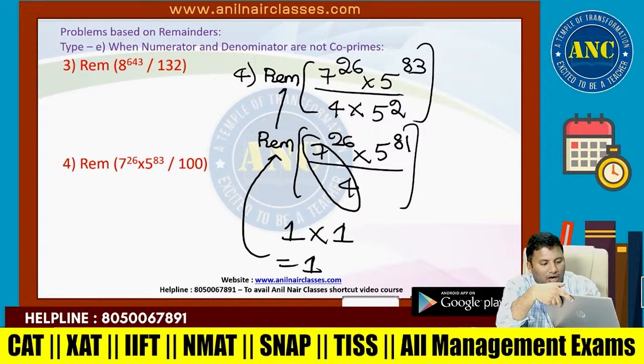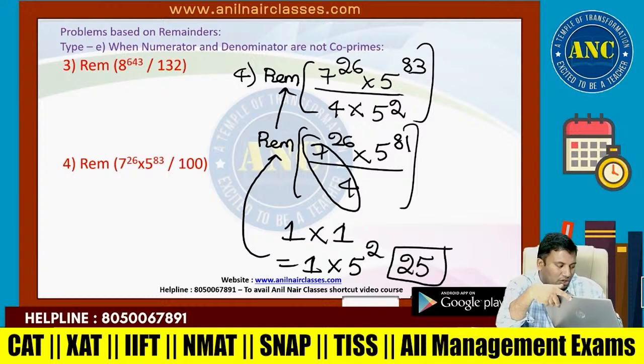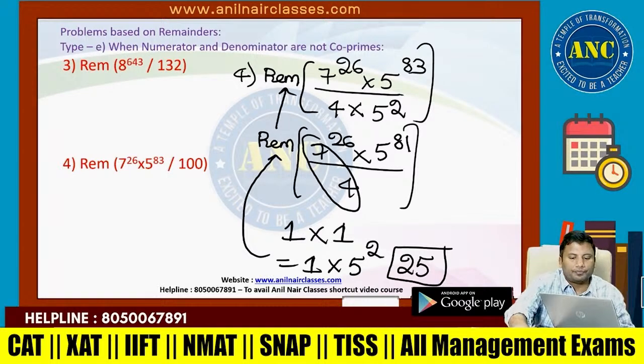But I want the answer for this number. Extra 5 square is present. 1 into 25. Answer for this question is 25.